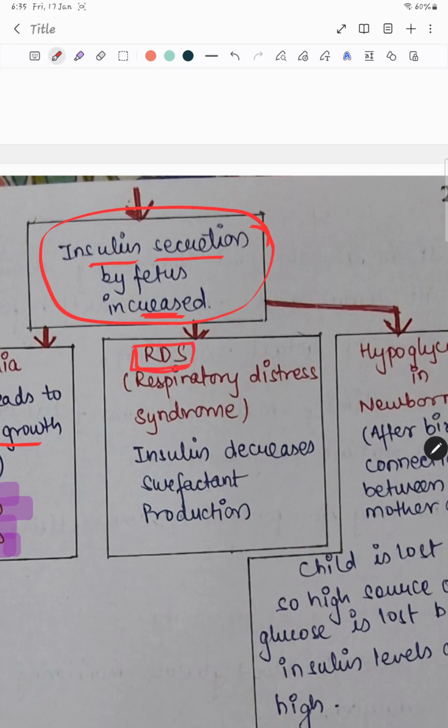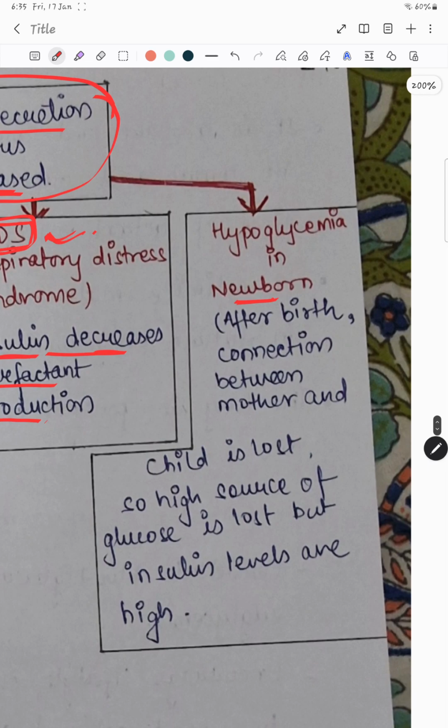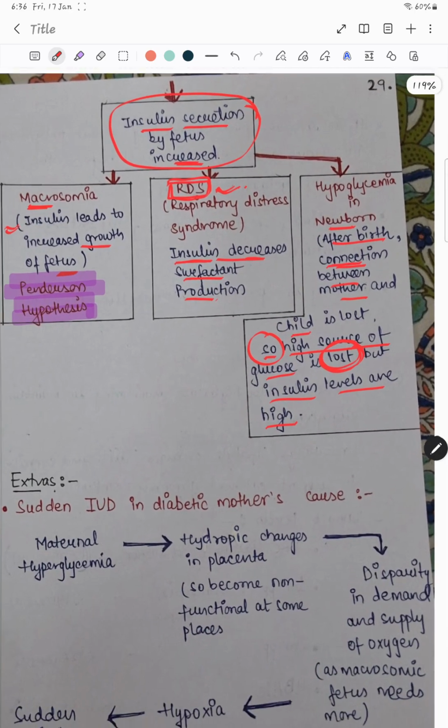Now RDS. Why will RDS occur in the fetus of a diabetic mother? Because insulin decreases surfactant production, leading to RDS. And there is hypoglycemia in the newborn, as the baby is connected to the mother during fetal life. After birth, the connection between the mother and the child is lost, so this high source of glucose is lost. But insulin levels are still high, leading to hypoglycemia in the newborn.